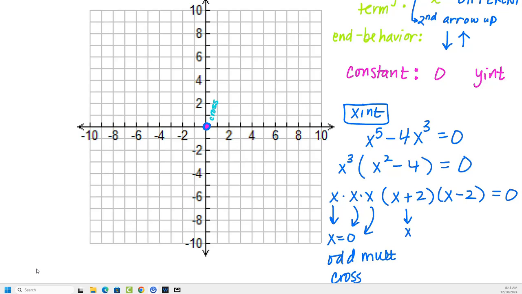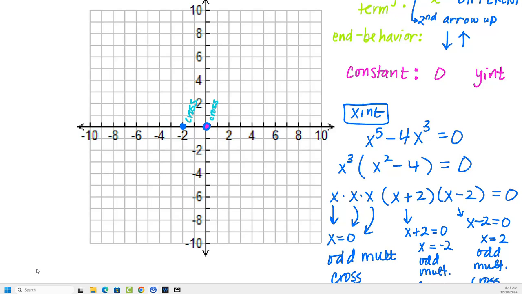We have the x plus 2. Set that equal to 0, so x is negative 2. Okay, that also has odd multiplicity. That's going to cross. And then the last one, x minus 2 equal to 0, so x is 2. That occurs 1 time, odd multiplicity, so therefore it's going to cross.